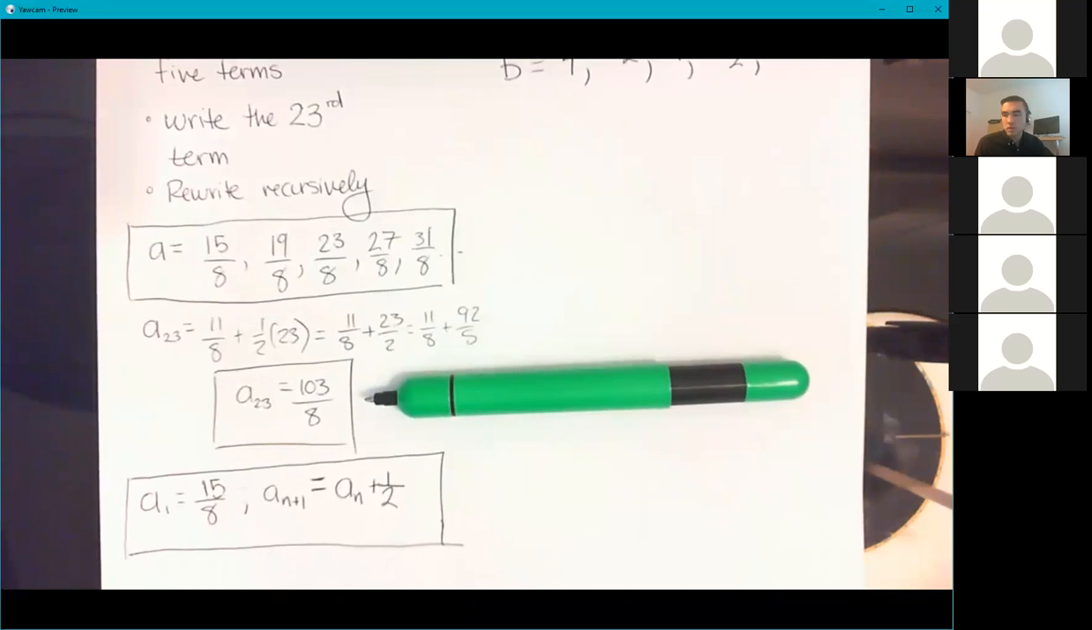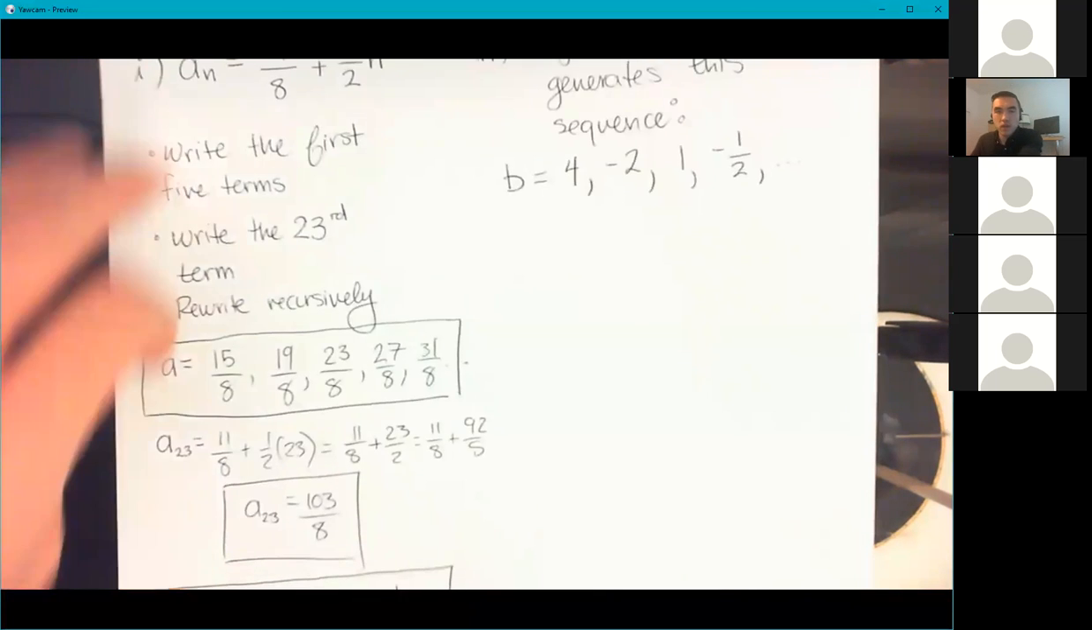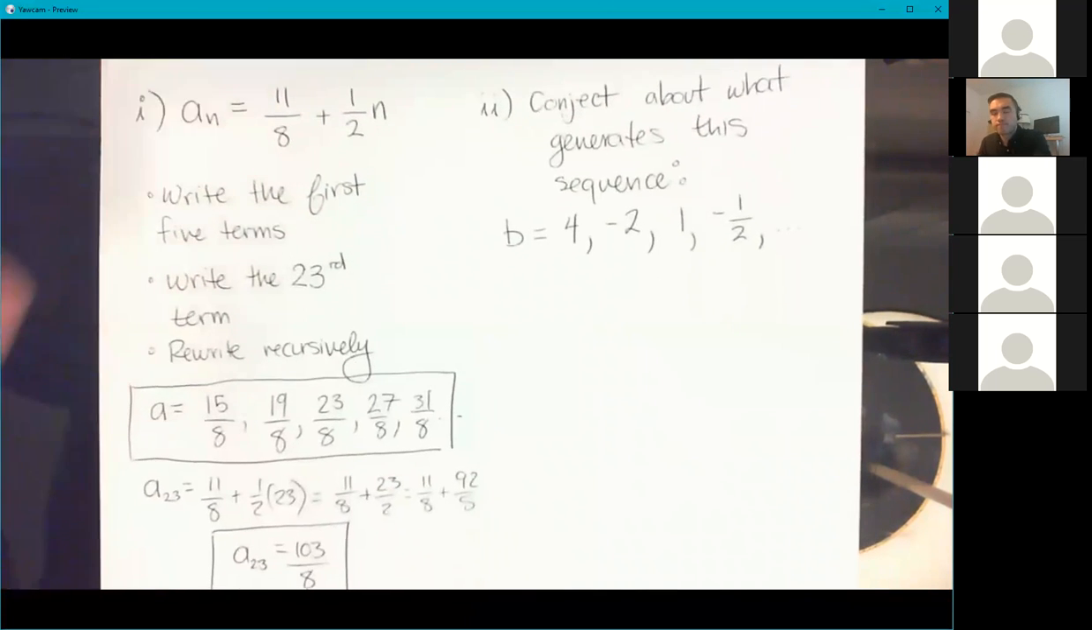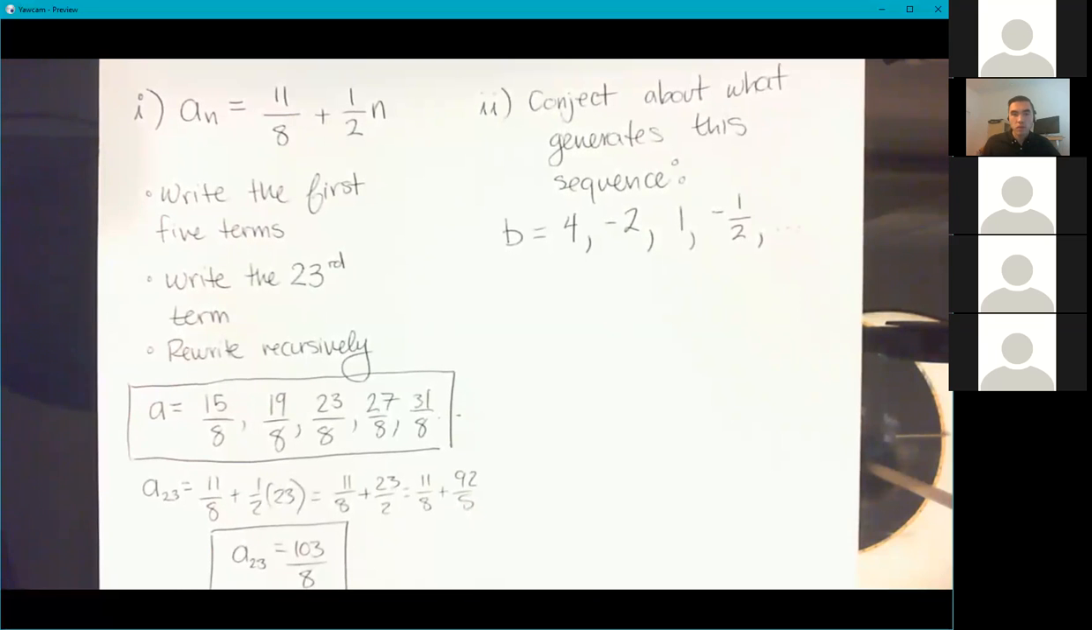Is that okay? Any questions there on item one? No, okay. So item number two, let's go ahead and conjecture about what generates this sequence. I'll take either recursive or explicit because we're going to answer it both ways. Item number two, I would like you to conjecture about what function is generating the sequence. You can either tell me something recursive or something explicit.